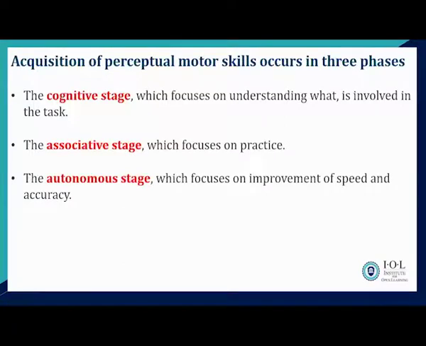The acquisition of perceptual motor skills occurs in 3 phases. The cognitive stage, focus on understanding what is involved in the task. Associative stage, focus on the practice itself. And the autonomous stage, focus on the improvement of speed and accuracy, how fast this child can do certain activities.